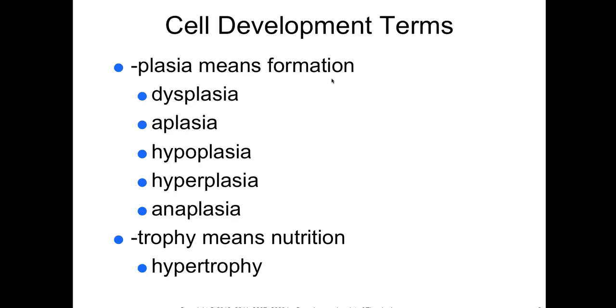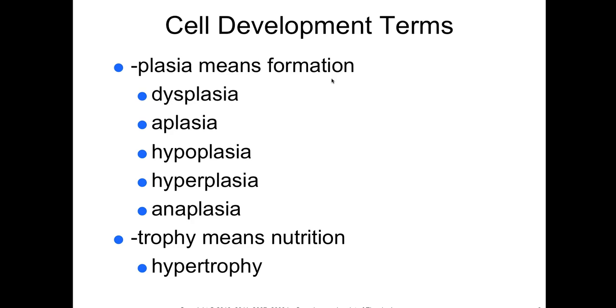Next, we're going to talk about some cell development terms. We have the suffix plasia, which means formation. So these are just some examples of words that use the suffix plasia. We have dysplasia, which would mean we have abnormal development. We have aplasia, that would mean we have a lack of development. Hypoplasia would mean that we have a lack of development as well, but it's not as severe as aplasia that we saw in the previous term.